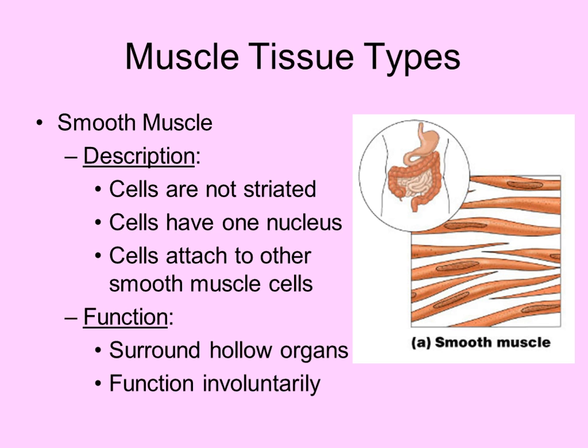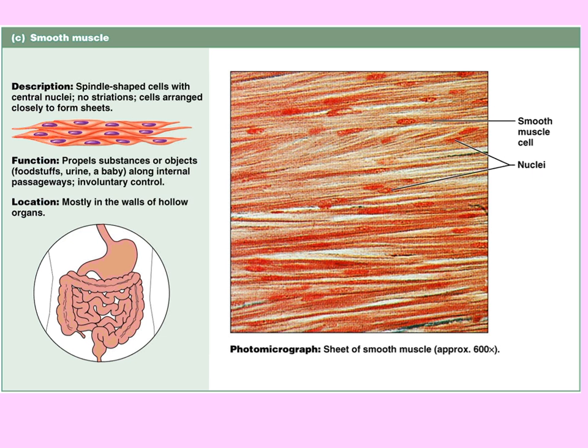Your small intestine contracts to propel the food along its way. Your bladder contracts to eliminate urine. All of these contractions and movements of these hollow organs are controlled by smooth muscle. Now, when you look at smooth muscle under the microscope, there's only one nucleus per muscle cell.